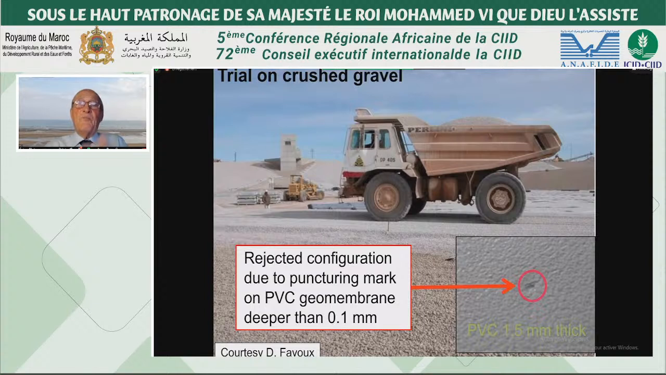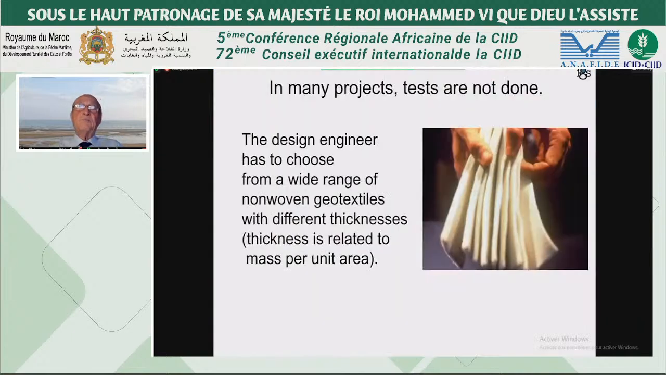And we see here in one of the tested configurations, this configuration was rejected because the puncturing mark we can see on the right of the photo was deeper than 0.1 millimeter. But in many projects, tests are not done. So the design engineer has to choose from a wide range of non-woven geotextiles with different thicknesses, which are related to the mass per unit area of the geotextile.